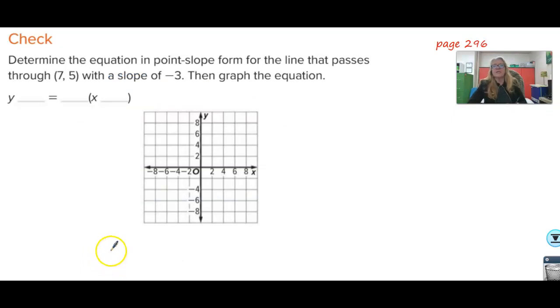Here's the check. Determine the equation in point slope form for the line that passes through 7, 5 with a slope of -3. They've filled out everything for you except for these 3 numbers that you need to put in. Okay, this is always minus and this is minus. These are both positive, so those are going to stay minus. The 7 is the x coordinate, so it goes here. The 5 is the y coordinate, so it goes here. Slope is -3, and that goes here.